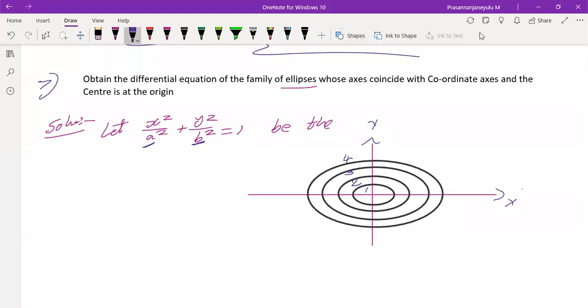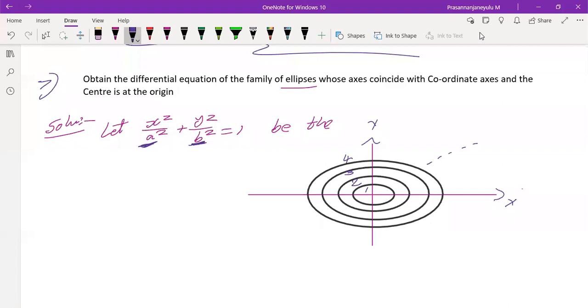Because do we know the values of a and b? Yes or no? We don't know the values of a and b. So a and b are arbitrary constants, and we are getting a family of ellipses. Family means an infinite number of ellipses will exist like this. Along the x-axis, a is the radius; along the y-axis, b is the radius.